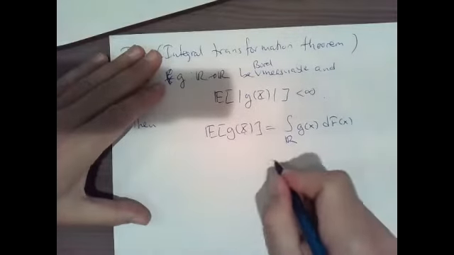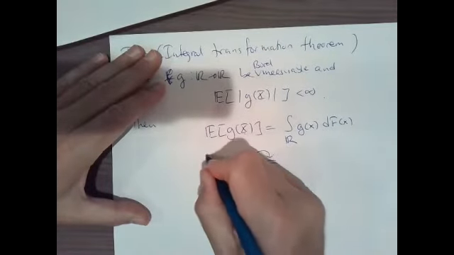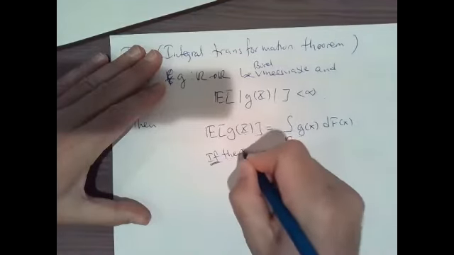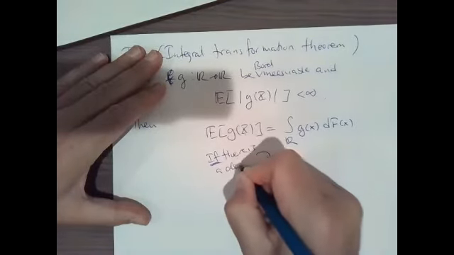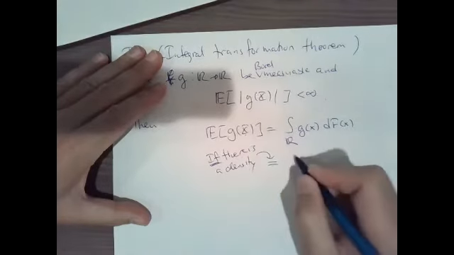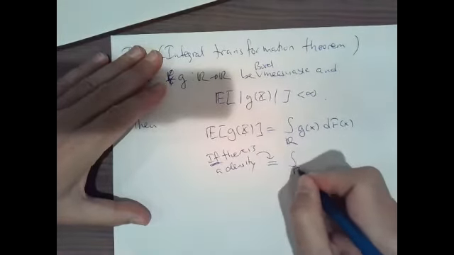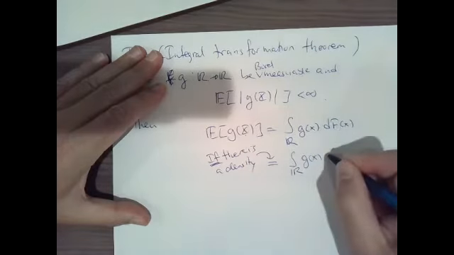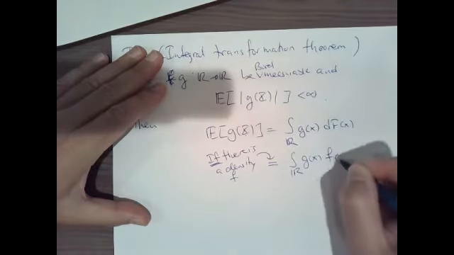And so if there is a density, and this is a big if, then you can write this as an integral over R of g of x times f of x, where f is my density.